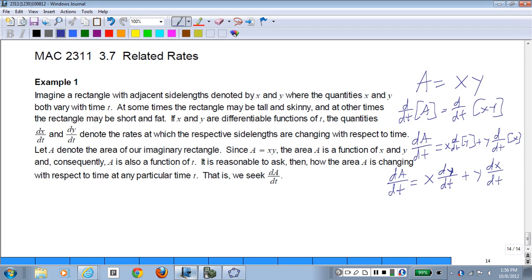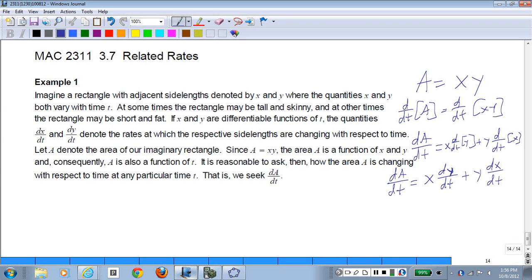So if you go to this rectangle and you tell me at some point in time a specific value of x, a specific value of y, the rate at which x is currently changing with respect to time, and the rate at which y is currently changing with respect to time, then I can substitute those values in here and tell you the rate at which the area is changing with respect to time.